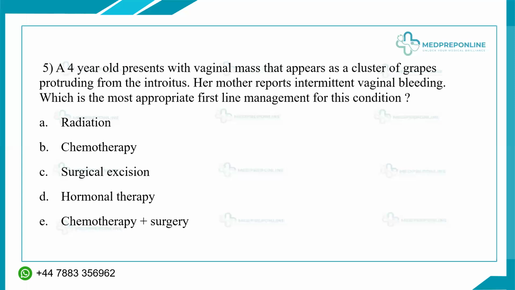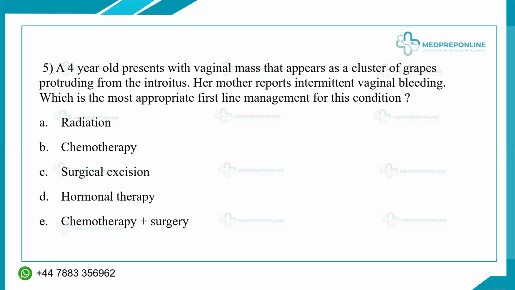It's a 4-year-old. Okay. See the buzzwords. It's a 4-year-old. There's a vaginal mass. It typically appears like a cluster of grapes, and it's protruding from the introitus. What kind of cancer presents at the age of 4? So clearly it appears to be a vaginal cancer, right? Because the child is presenting with intermittent vaginal bleeding. So this is a type of vaginal cancer, if you can guess. Okay, so it's sarcoma botryoides.